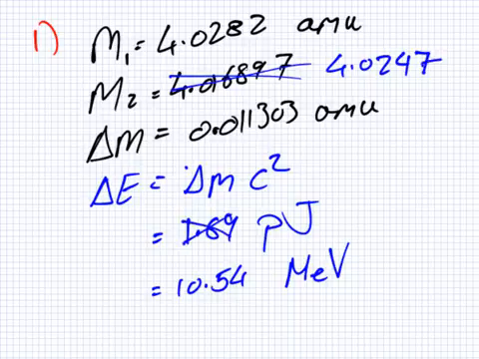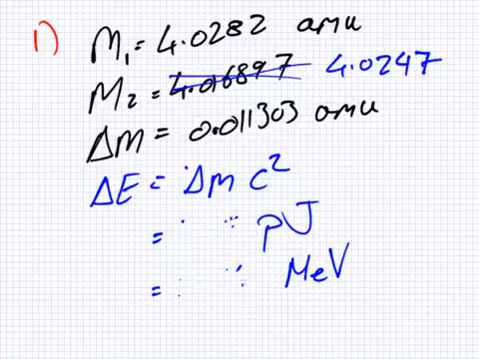Right. We think this one's wrong. Okay, let's fix it. Right. 4.0247 minus 4.0282. Okay, times 10 to the power of minus 27. What's AMU? 1.66 times 10 to the minus 27, isn't it? 5.81. Okay.